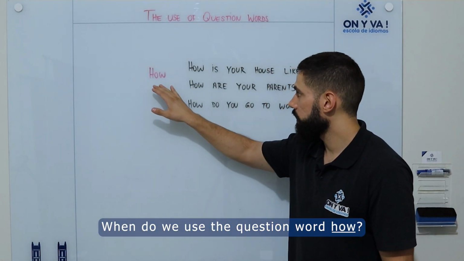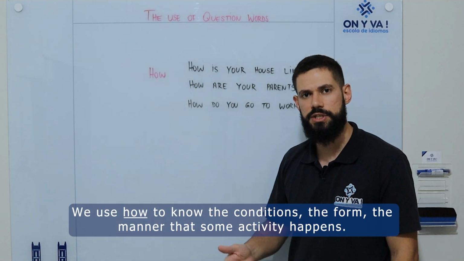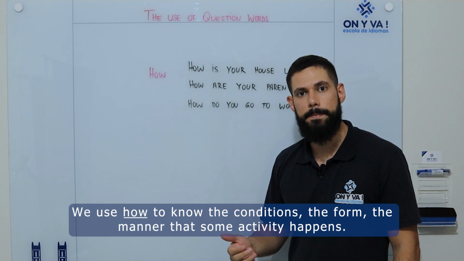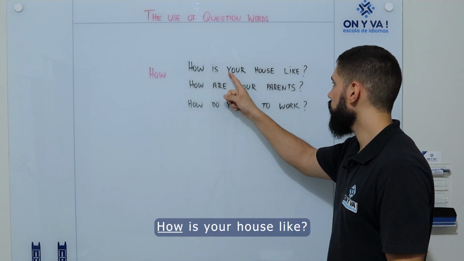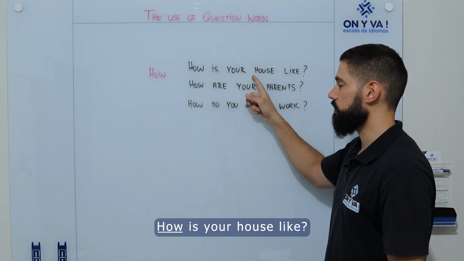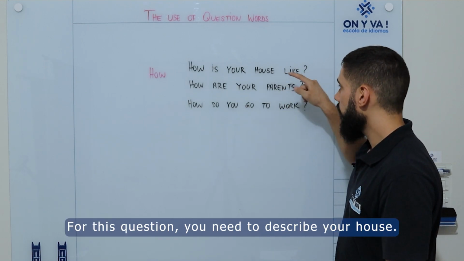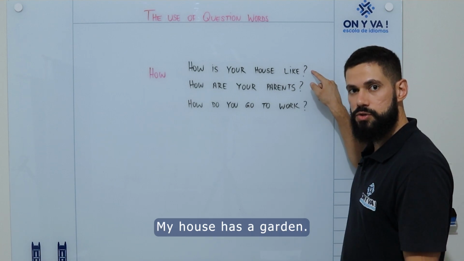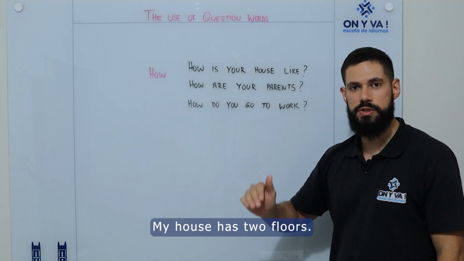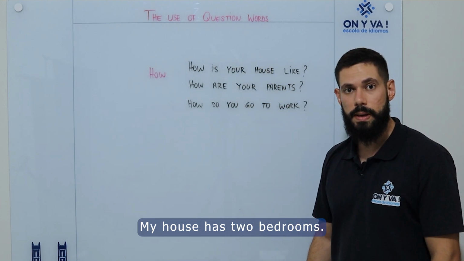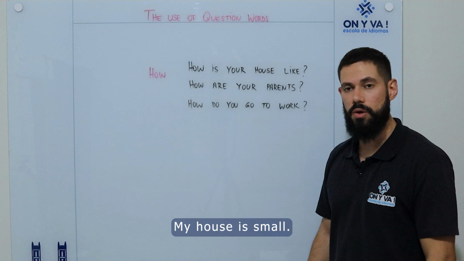In the question word how, when do we use how? We use how to know the conditions, the form, the manner that some activity happens. Some examples. How's your house like? For this question, you need to describe your house. My house has a garden. My house has 2 floors. My house has 2 bedrooms. My house is big, my house is small.